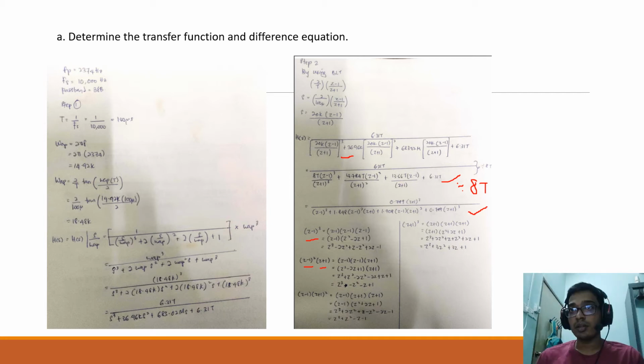And the next value is (z plus 1) times (z plus 1) power of 2, which will get z power of 3 plus z power of 2 minus z minus 1, and finally we expand the value for (z plus 1) power of 3, which will get z power of 3 plus 3z power of 2 plus 3z plus 1.